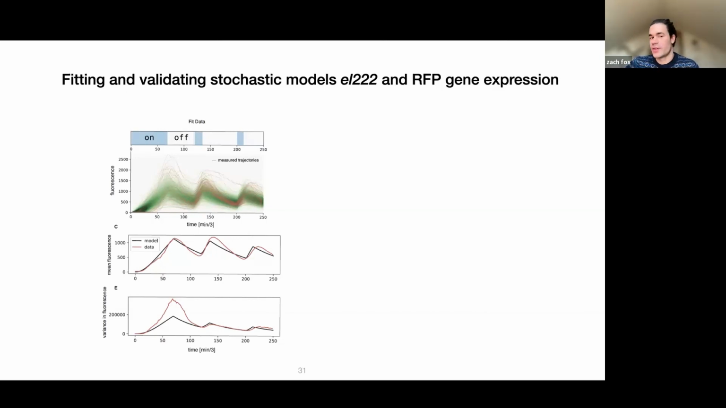We can track the mean very well. So if we just take the mean of our model of that probability distribution, it matches the mean of the data pretty well. It's not perfect. And then the same is true for the variance in the model.